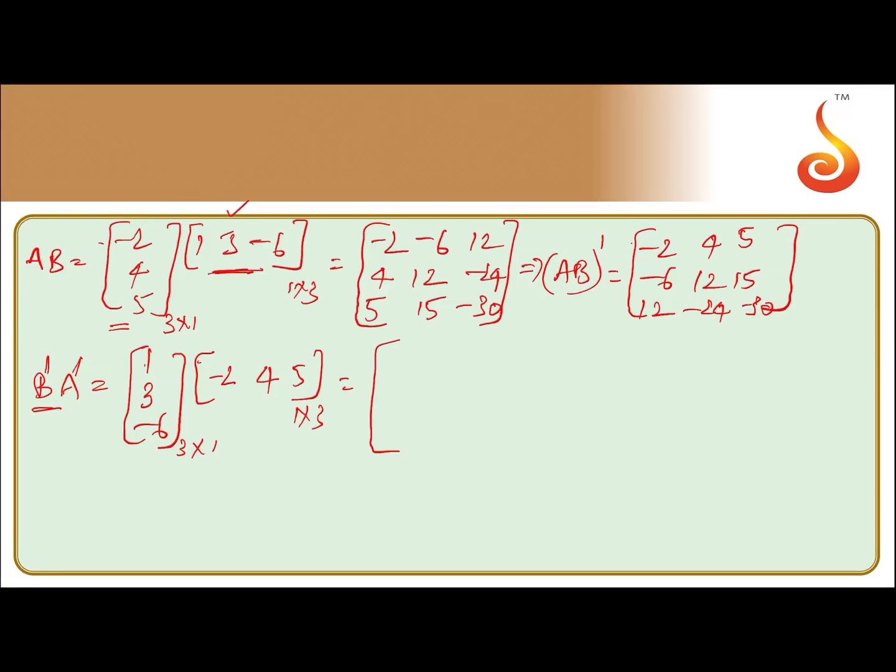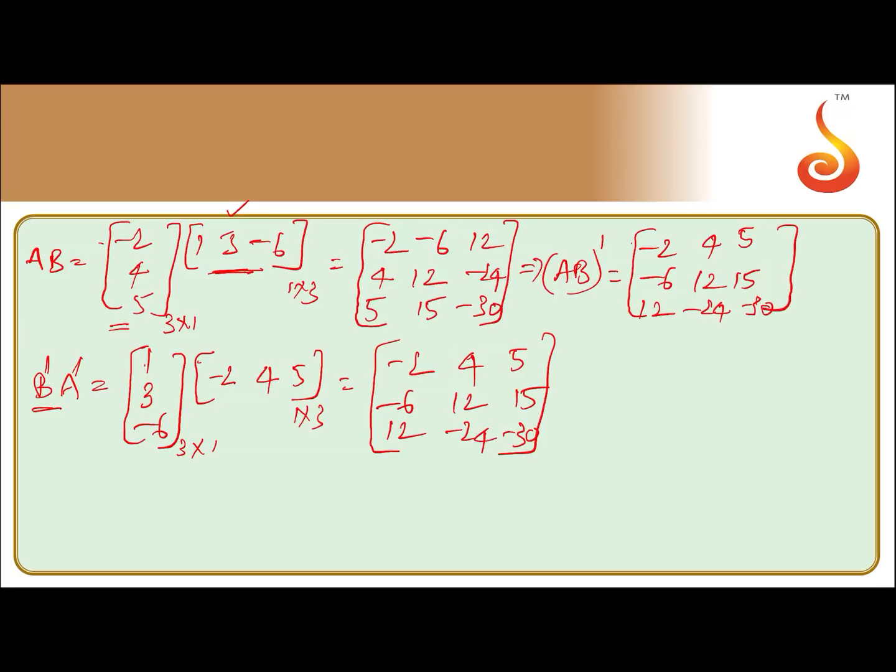Now you can see that first row, first column -2, first row, second column 4, first row, third column 5. Second row, first column -6, second row, second column 12, second row, third column 15. Third row, first column 12, third row, second column -24, and third row, third column -30.